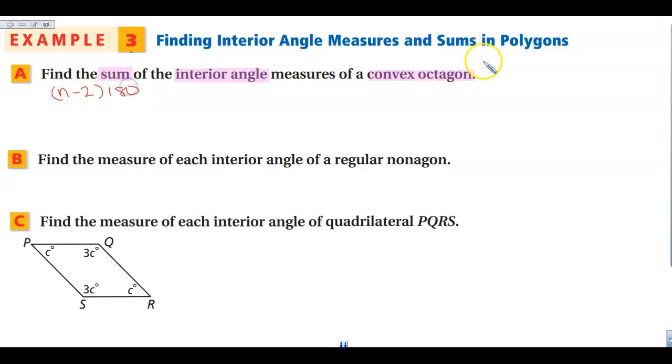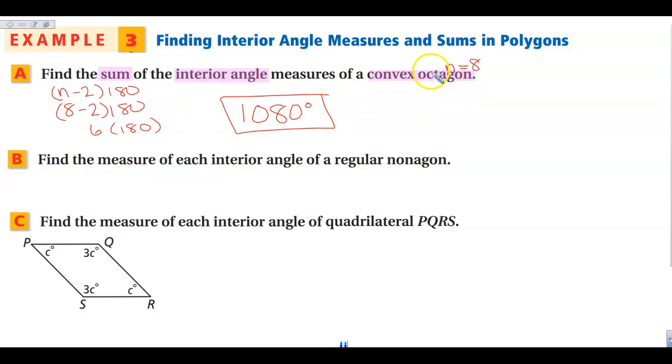All right. Now, a convex octagon. An octagon has 8 sides. So I'm going to do 8 minus 2 times 180. 8 minus 2 is 6. So I'm going to do 6 times 180, which is going to give me 1,080 degrees. So the sum of the interior angle measures of a convex octagon is 1,080 degrees.